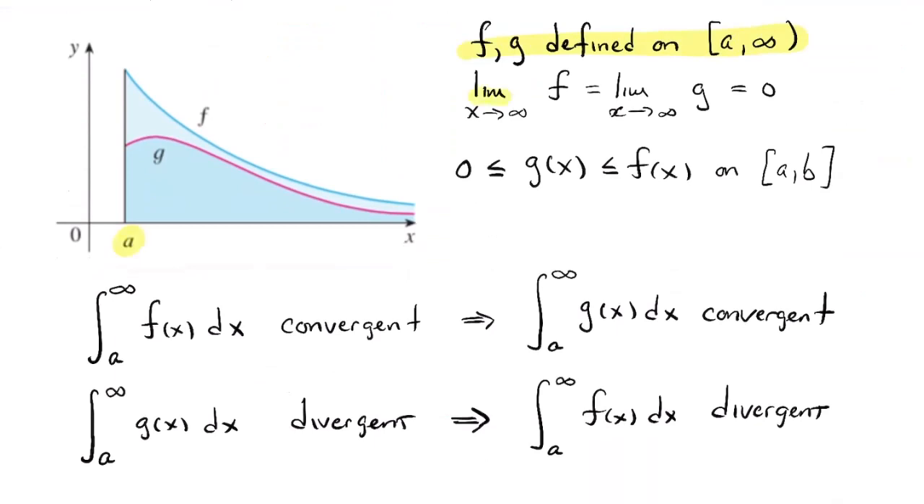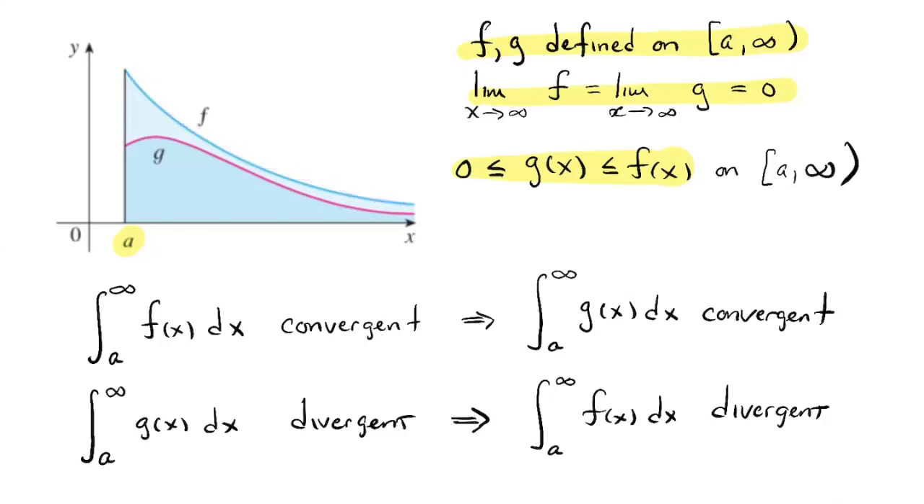They both have horizontal asymptotes at the y-axis. And like the picture shows, the y values on one of them are greater than or equal to the y values on the other, for, sorry, not a to b, I meant a to infinity. Okay, like in this picture, the graph of f is drawn in blue. The y values on the graph of f are bigger than the y values on that red graph g.